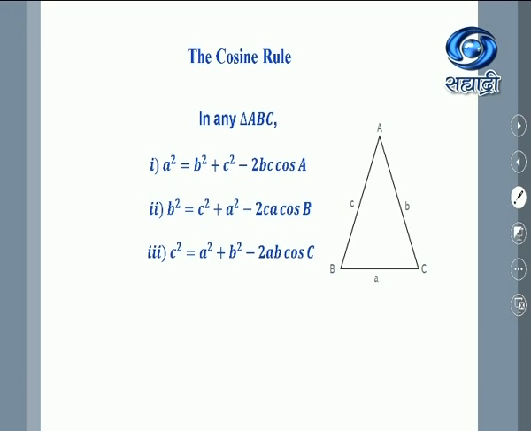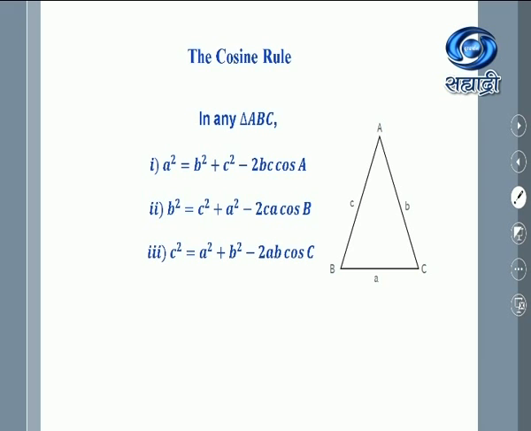Minus 2 times what? 2 times C into A and the cos of the angle between the sides C and A, that is cos of B. Now C square. After C, A comes, after A, B comes. So it is A square plus B square minus 2 times A into B and the cosine of the angle between A and B. This is B and A and the angle between them is C. So these three statements you can remember as the cosine rule.